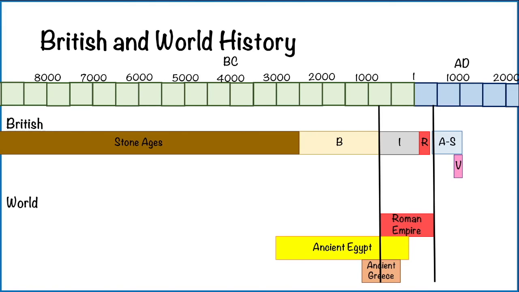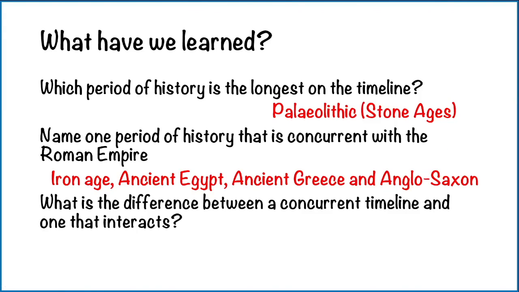Because the Roman Empire weakened and got smaller over time, if you look really closely, you'll see that the start of the Anglo-Saxon period in Britain is just within the realms of the Roman Empire. Just.